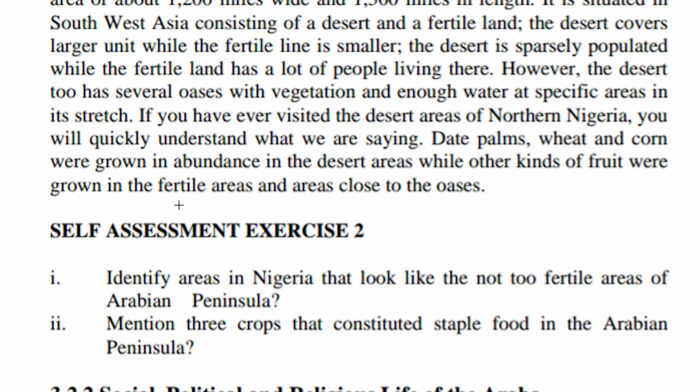Let's take a look at the pre-Islamic Arab environment. The huge landmass known as the Arabian Peninsula is the cradle of Islam. It covers an area of about 1,200 miles wide and 1,500 miles in length. It is situated in Southwest Asia and consists of a desert and a fertile area. The desert covers large units and a small unit is fertile.